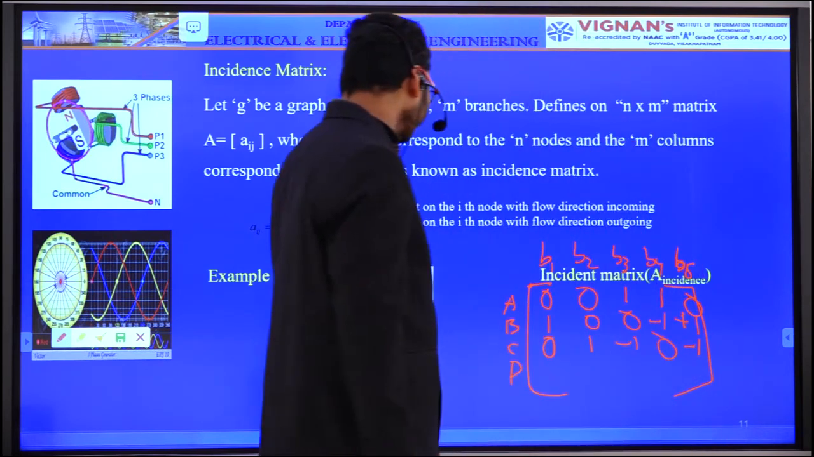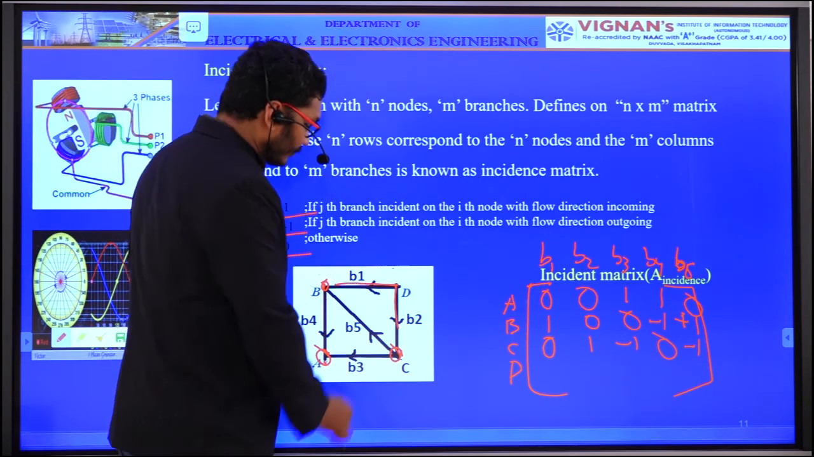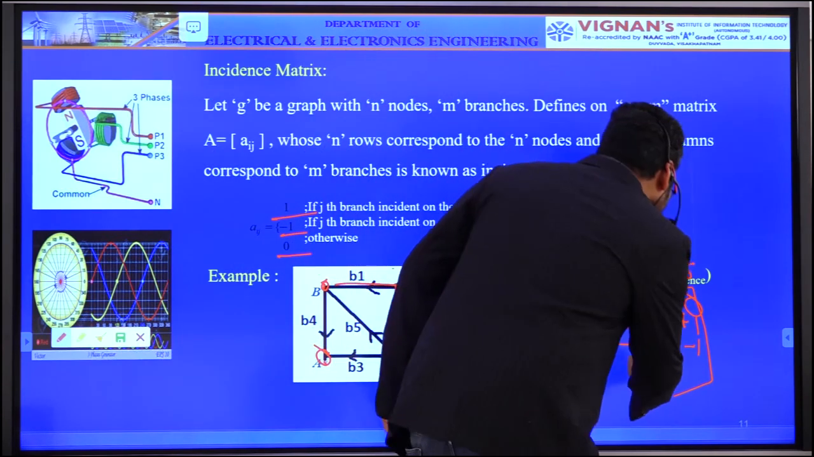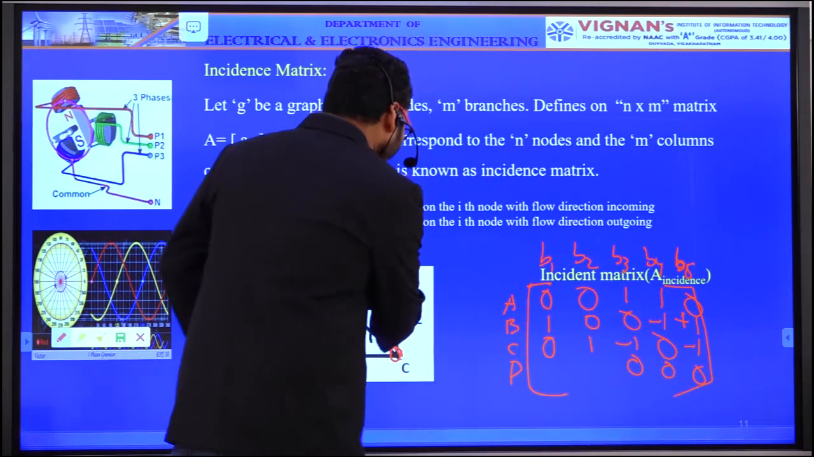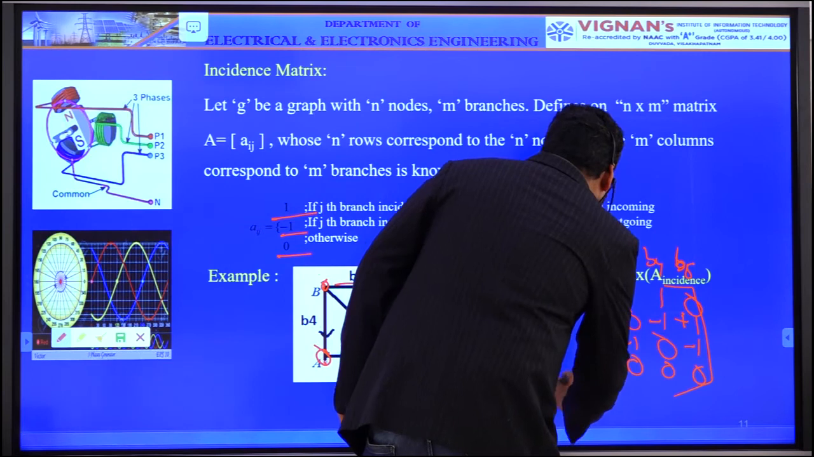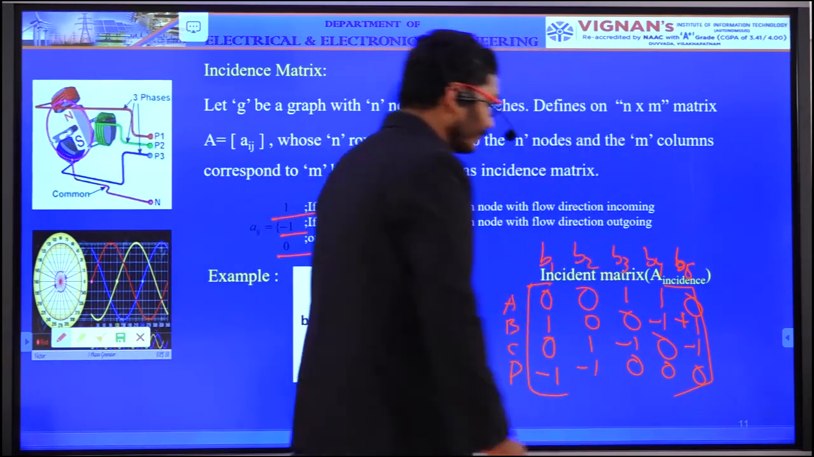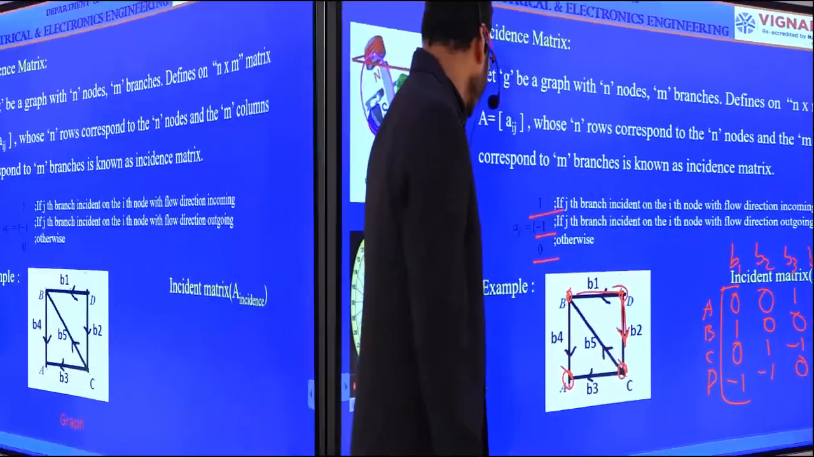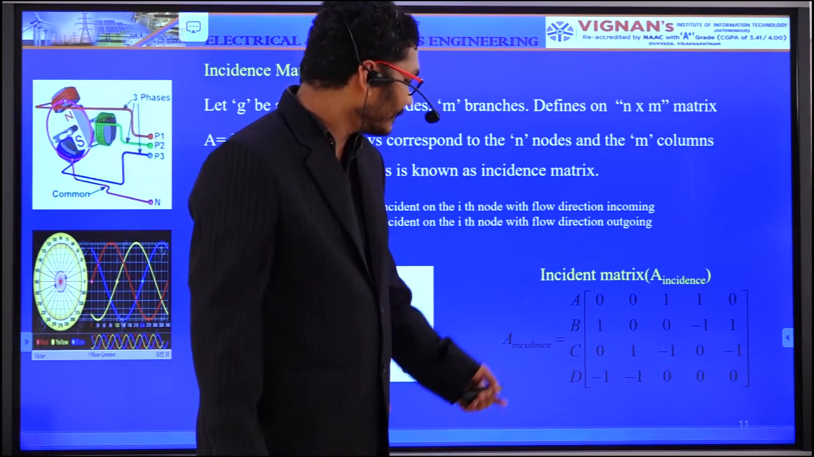Next, node D. Which branches are connected? B1 and B2. The remaining are not connected, so these are zeros. For node D, B1 is outgoing, so -1, and B2 is outgoing, so -1. This is the incident matrix for this graph. What I have represented here is the same thing you will get.